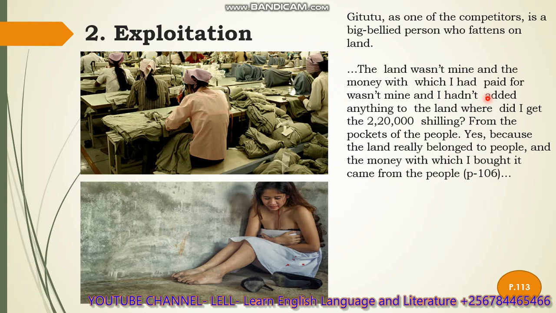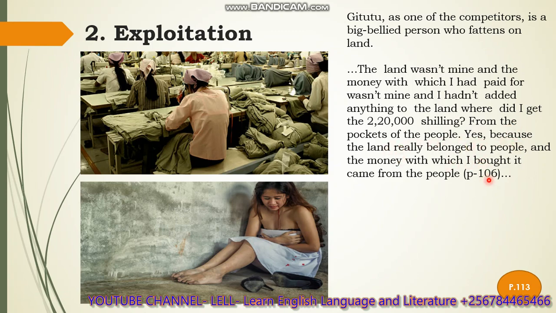Gitutu, as our first competitor in the cave for the crown of theft and robbery, is proud, and this relates how he has taken over very big pieces of estates and land from the white settlers, dividing them into plots and selling them at high prices to the citizens. He accepts without any hesitation, saying, "The land wasn't mine, and the money with which I had paid for it wasn't mine, and I hadn't added anything to the land. Where did I get the 22,000 shillings? From the pockets of the people."